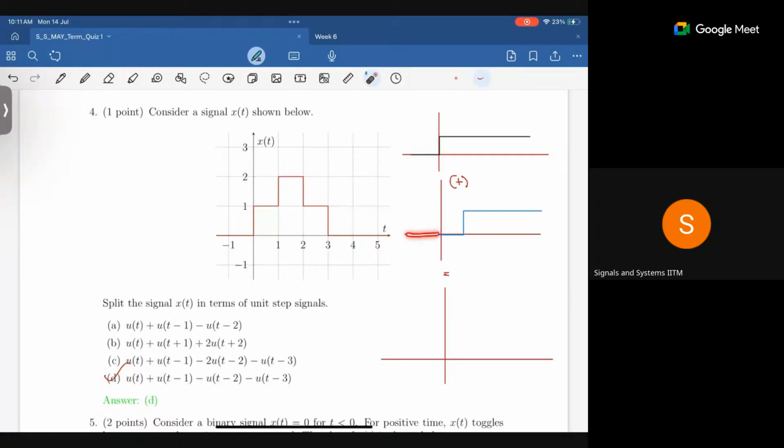You see this is 0 and this is 0 till t is equal to 0. So the sum of these two will be 0. So till here it will be 0. But then between 0 and 1, this blue curve is 0, but this is 1. So 0 plus 1 will give you 1. So this will become 1.